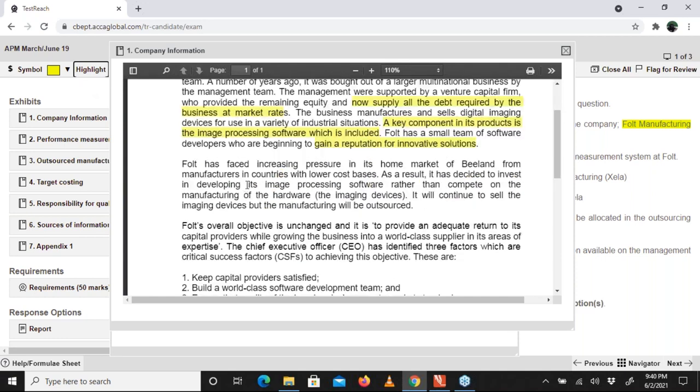So they are gaining a reputation for innovative solutions. Now, Fault has faced increasing pressure in its home market of Beeland from manufacturers in countries with lower cost basis. As a result, it has decided to invest in developing its image processing software rather than compete on the manufacturing of the hardware, because they've got a good development team. The hardware is the imaging device. It will continue to sell the imaging device, but the manufacturing will be outsourced.